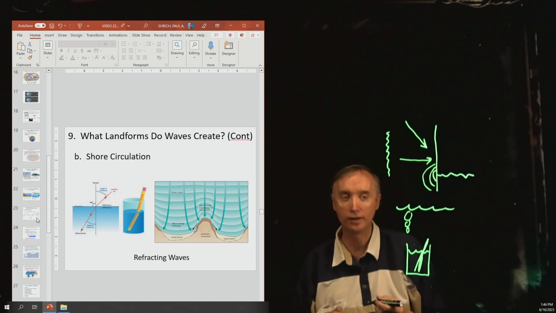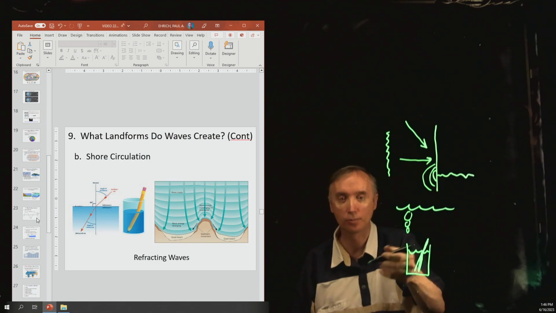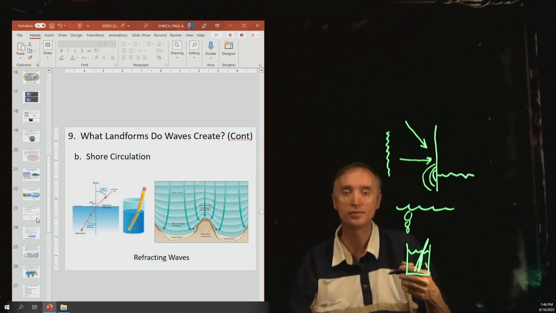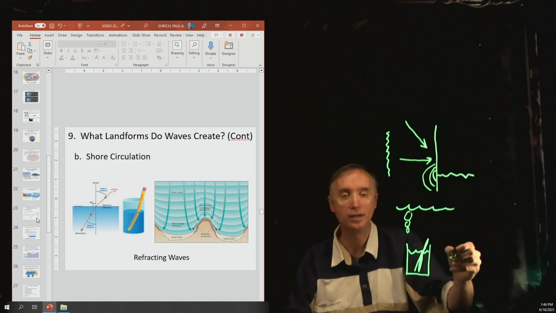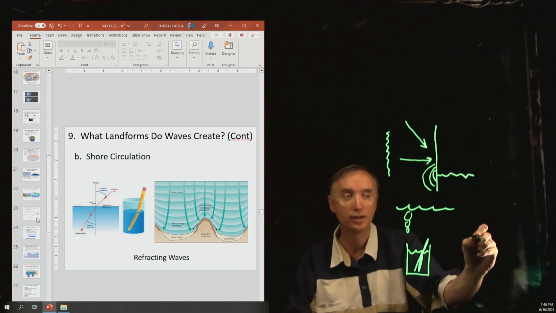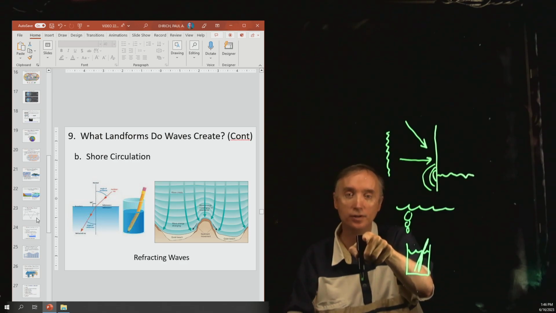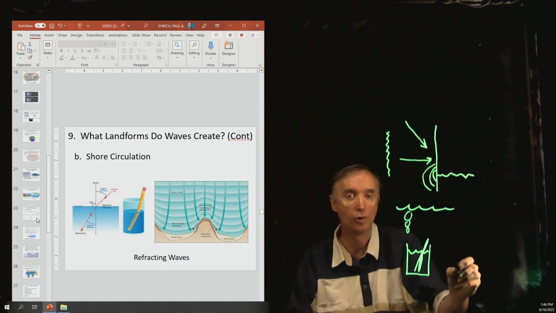But a water wave, as it approaches the shoreline, begins to slow down. And as it does so, if it's coming in at an angle, it will be refracted. And so here you have an example of water waves.